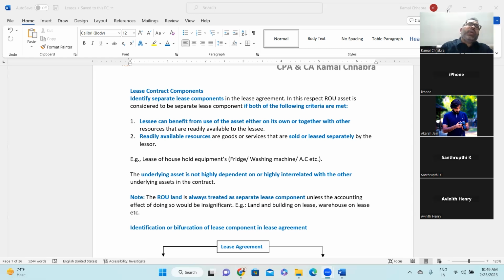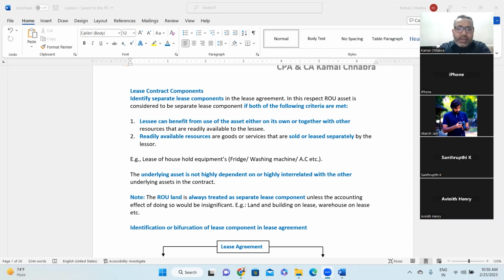So here you need to identify first what are lease components and what are non-lease components. Within those lease components, what can come under the same category or classification, which you can club together. What comes in a different classification, you need to segregate. That's the first task you need to do.